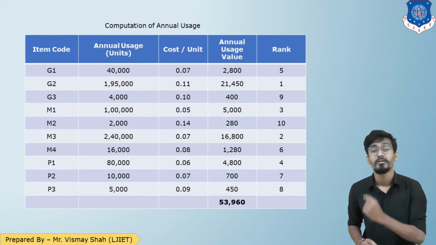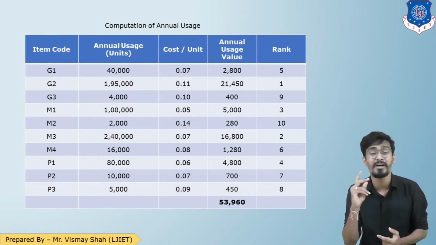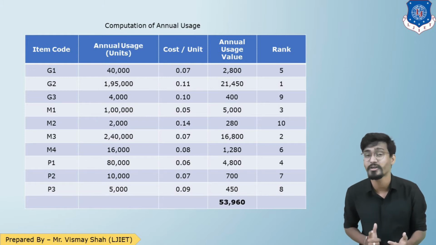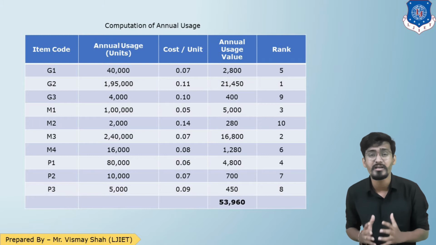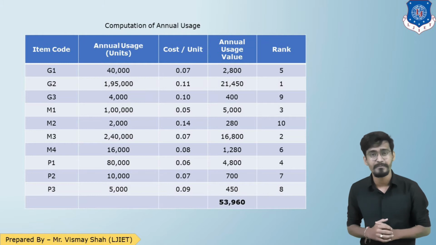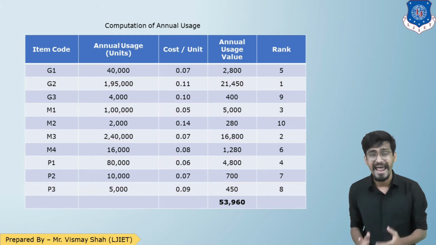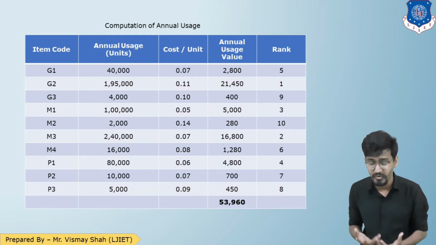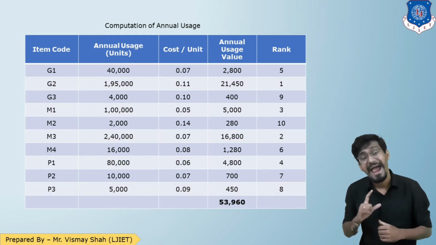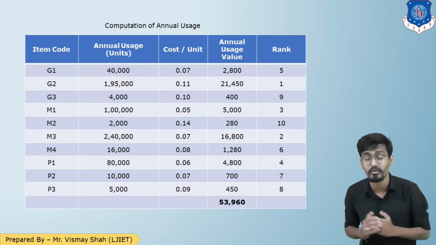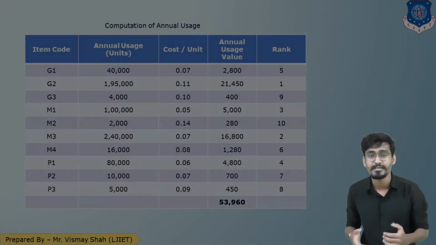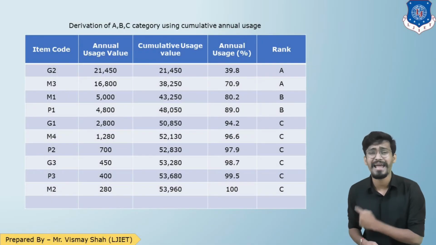Now the step was we need to convert into percentage based on the total annual usage value. So the total annual usage value is 53,960 rupees. Now let us see the cumulative annual usage value and the percentage against the total usage value. Let us prepare that. So here is the list: G2, M3, M1, P1 and so on. Now that is the cumulative data.